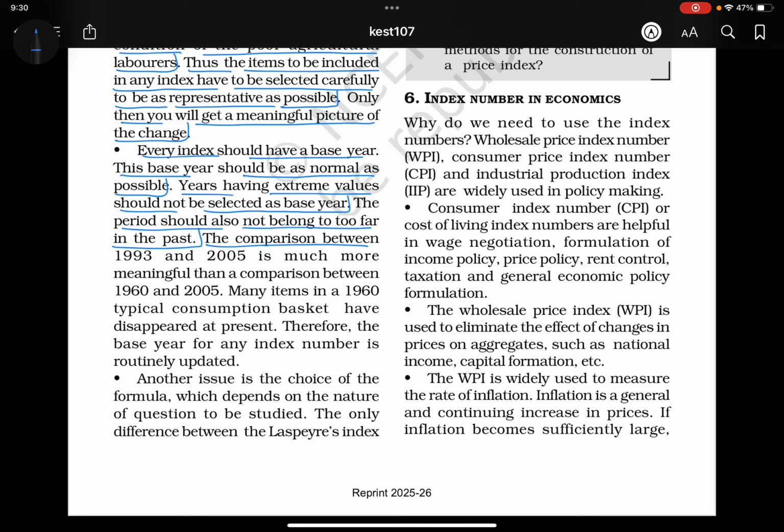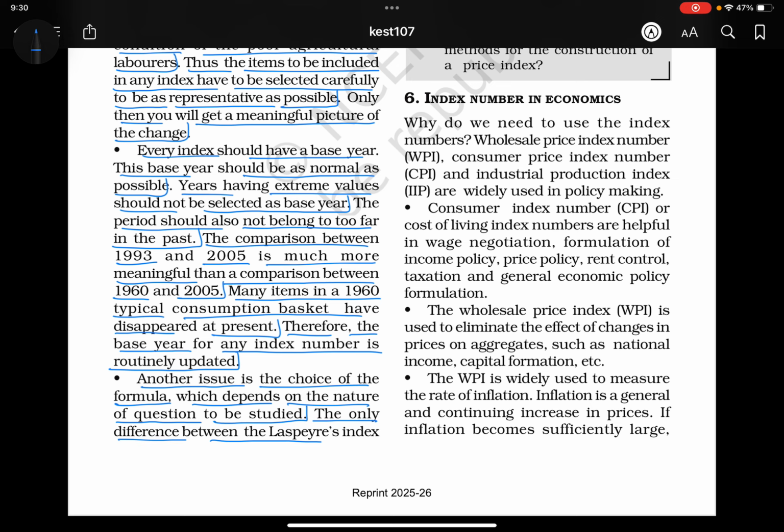The comparison between 1993 and 2005 is much more meaningful than a comparison between 1960 and 2005. Many items in a 1960 typical consumption basket have disappeared at present. Therefore, the base year for any index number is routinely updated. Another issue is the choice of the formula, which depends on the nature of the question to be studied.